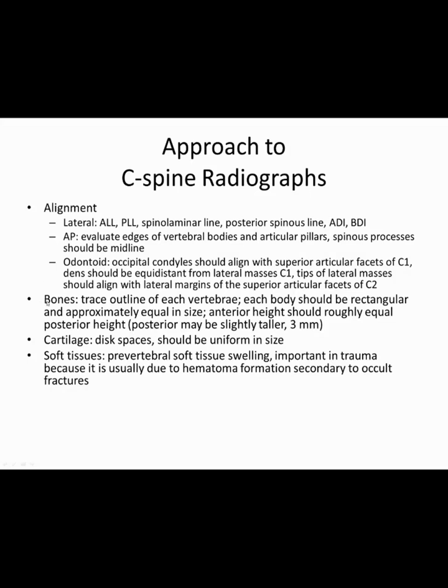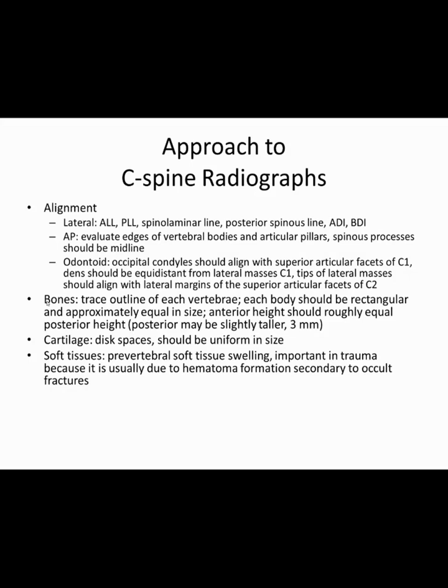Then you would want to trace the outline of each vertebra. Each body should be rectangular and approximately equal in size. The anterior height should roughly equal the posterior height of the vertebral body, although the posterior aspect of the vertebral body may be slightly taller. Up to 3 millimeters taller is considered to be within acceptable limits. Cartilage: you want to assess the disc spaces and make sure they're uniform in size. And lastly, soft tissue and everything else.